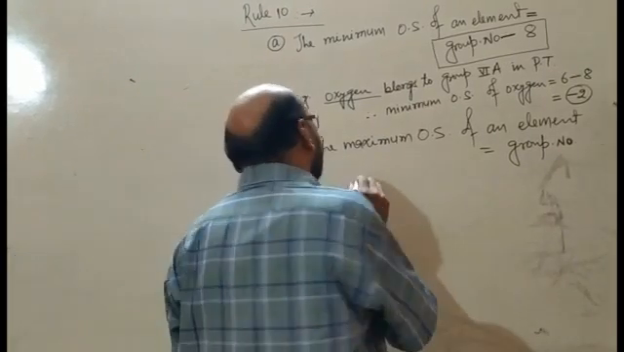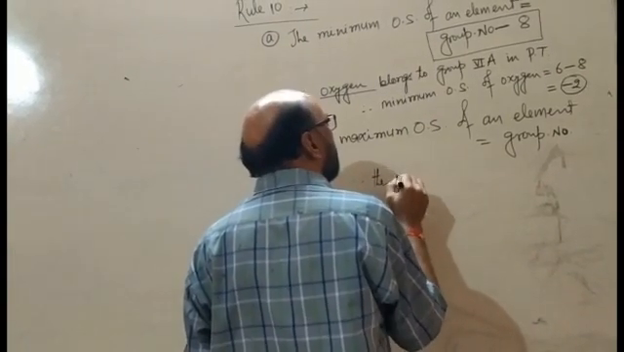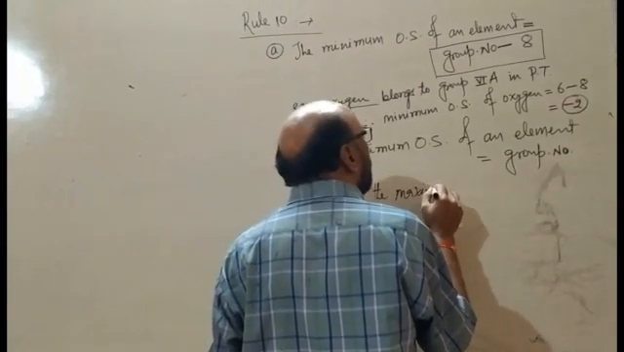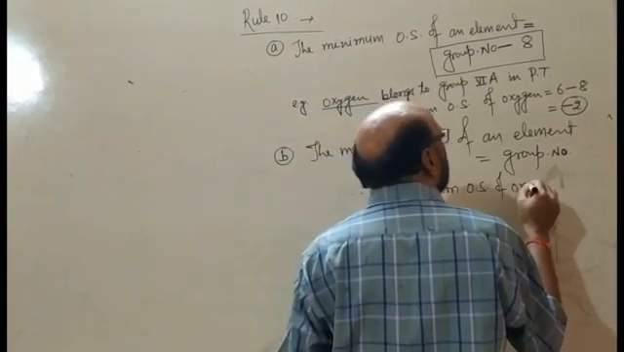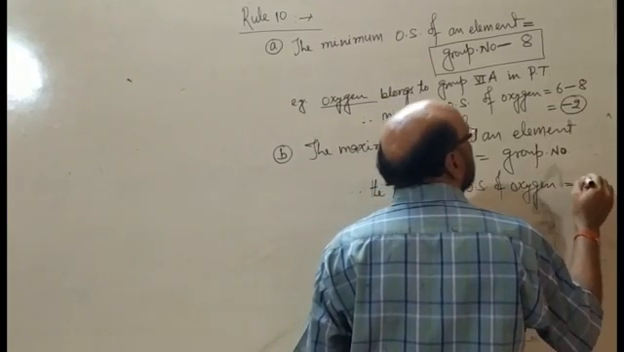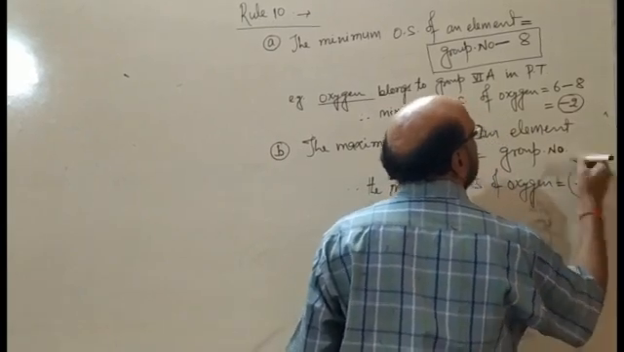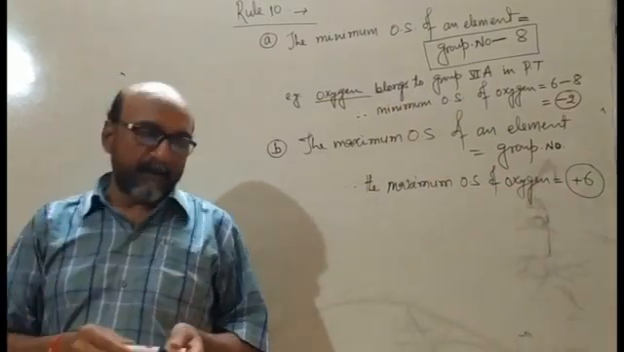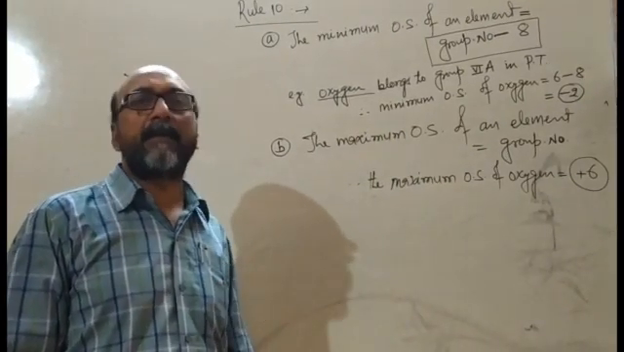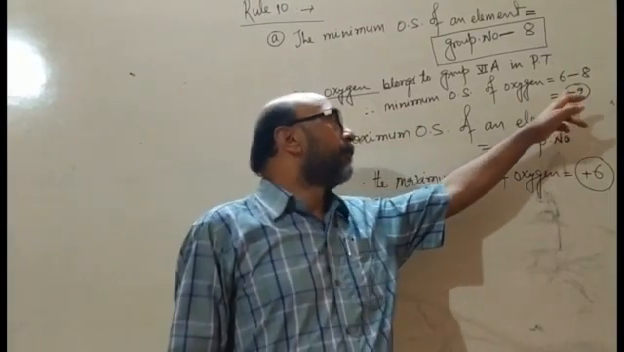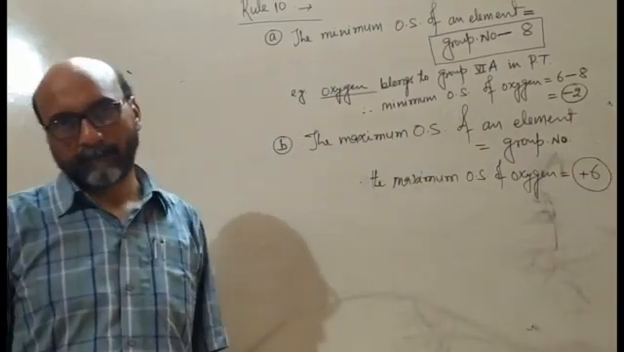Therefore, the maximum oxidation state of oxygen is 6, that is plus 6. It means the oxidation state of oxygen may be from -2 to +6. Right?